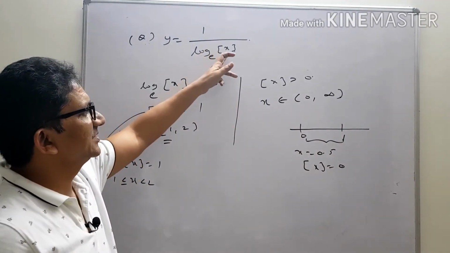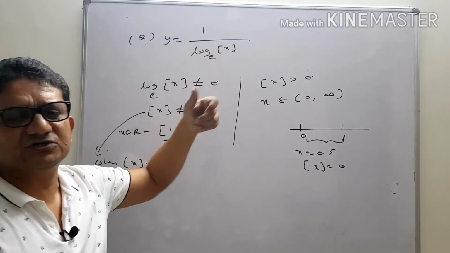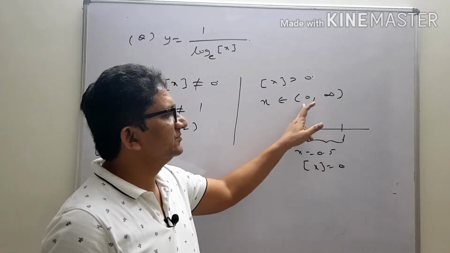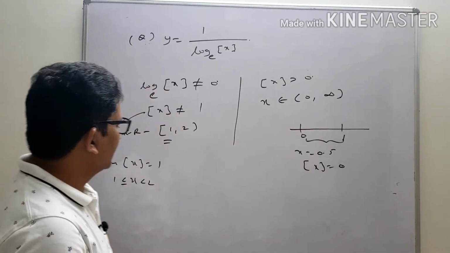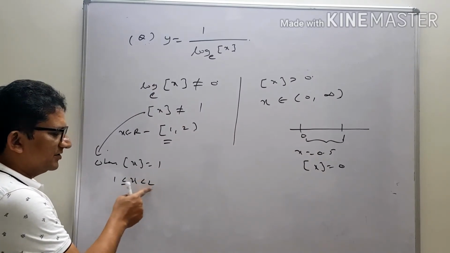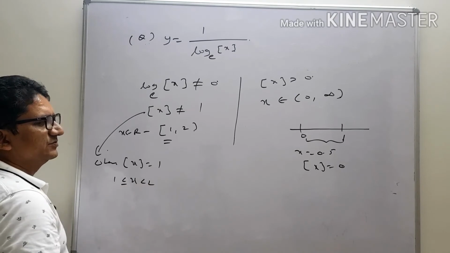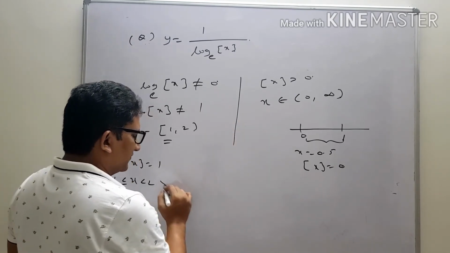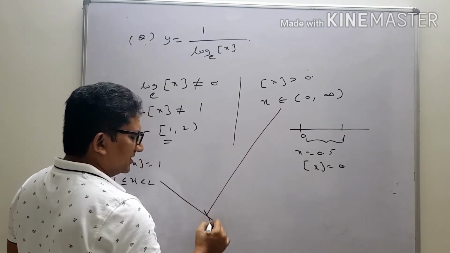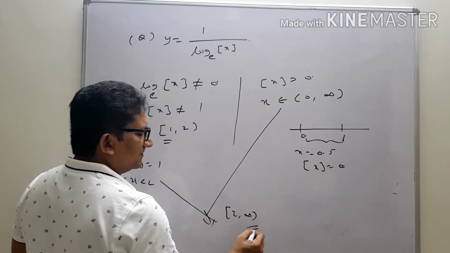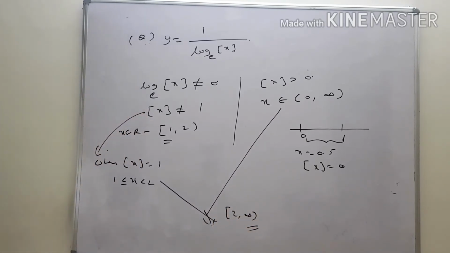When the output of [x] is 0, the logarithm of 0 is not defined. So we can't take any values in between 0 and 1, and we can't take any value in between 1 and 2. So from this and this, what we can analyze here, the result is 2 to infinity. I hope everyone got this one.